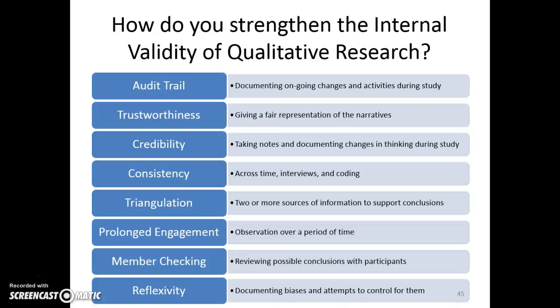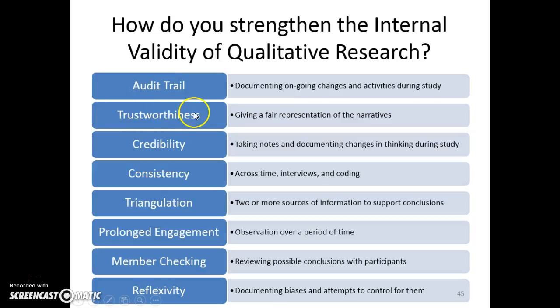So some of the things you may want to think about is, first of all, do an audit trail. That means keep a journal of changes that evolve so that when you write up why you included one participant over another, why you coded something one way over another, you want to keep a journal about all the decisions you make along the way.